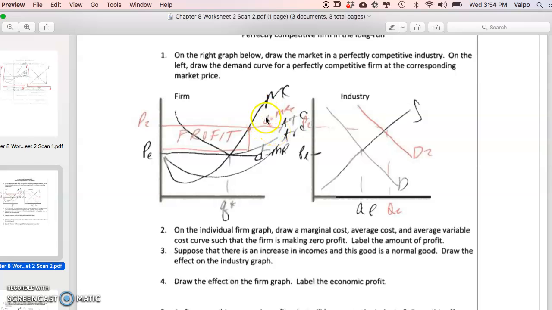Now I've labeled this D2 equals marginal revenue 2. That's just the way that I've done things over the years. As long as you label it something that makes sense, I'm fine. And then I say label the profit.